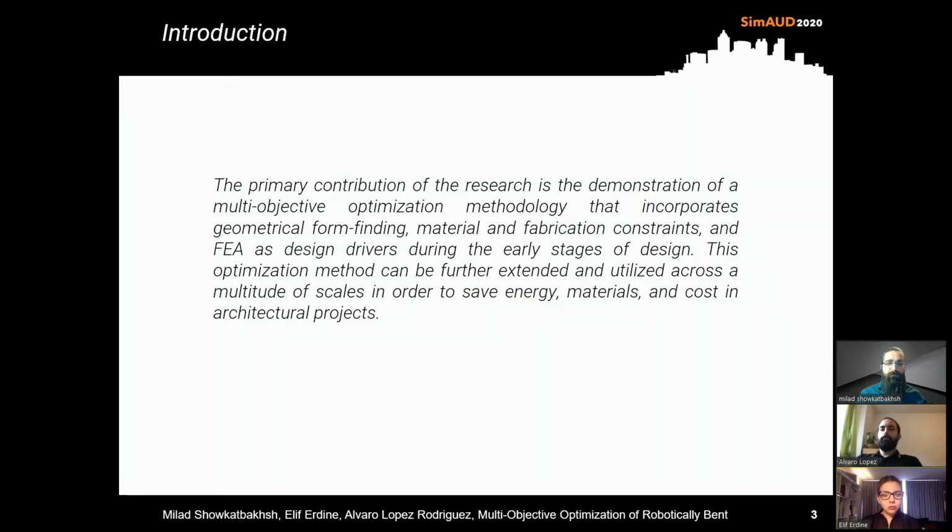The primary contribution of the research is a demonstration of a multi-objective optimization methodology that incorporates various fitness objectives related to form finding, materiality, fabrication, as well as finite element analysis during the early stages of design.